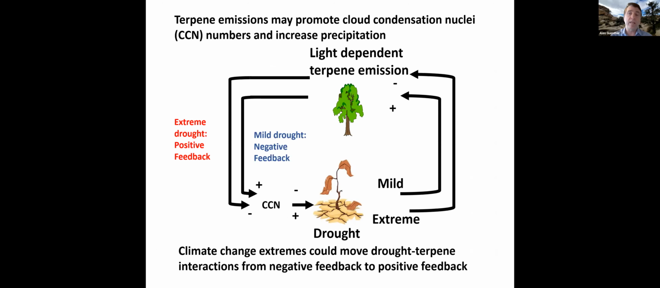We're getting to the point where we can start thinking about the general picture. Terpenes are thought to increase cloud condensation nuclei and so lead to more precipitation. So if moderate drought increases terpene emissions, then we might expect a negative feedback: we get more rain. Extreme drought, however, would decrease emissions, and so we would get a positive feedback: less rain. This means a hotter and drier world could be pushing some ecosystems from a stable negative feedback to an unstable positive feedback.